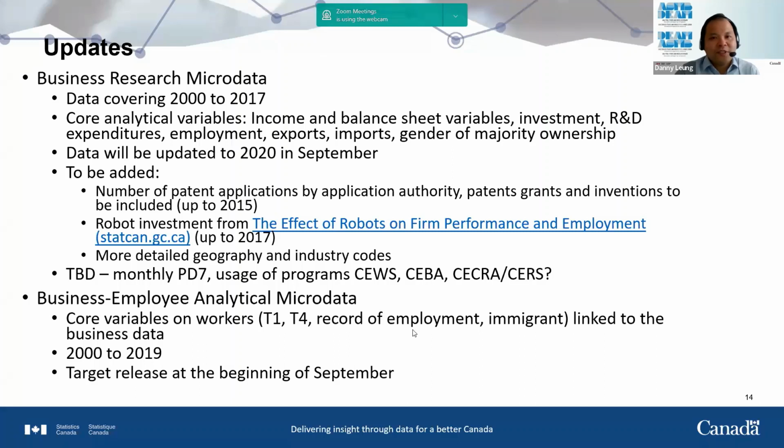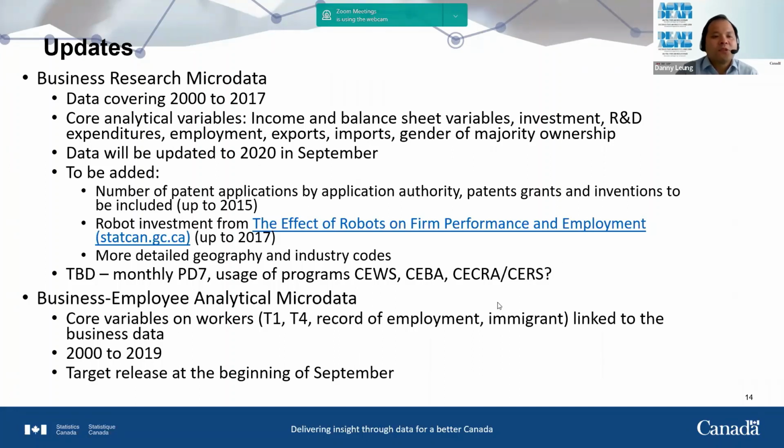So I'm going to turn to the updates on the business research microdata. Currently the data are covering the years 2000 to 2017. For those that don't know, some of the core variables are key income and balance sheet variables, investment, R&D expenditures, employment, exports, imports, and gender, the majority ownership of the business, right?